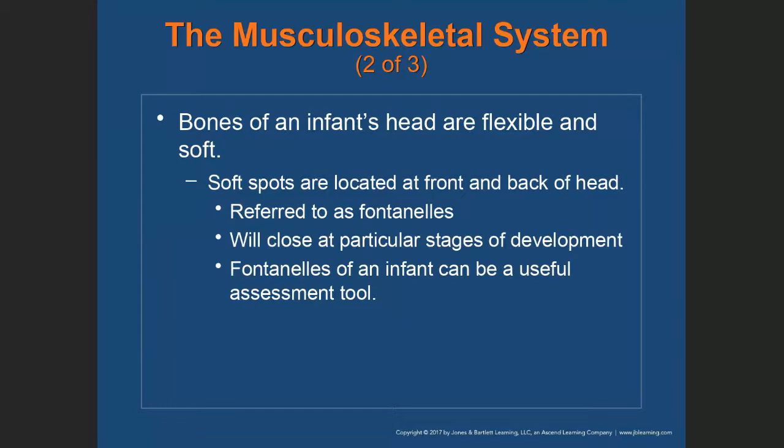Bones of an infant's head are flexible and soft. Soft spots are located at the front and back of the head, referred to as fontanelles. They will close at particular stages of development, and usually they should all be closed by the time they reach 2 years of age. Fontanelles of an infant can be a useful assessment tool.